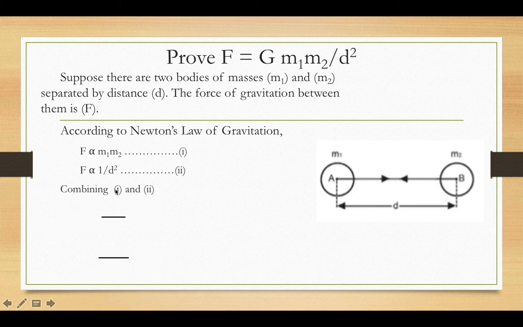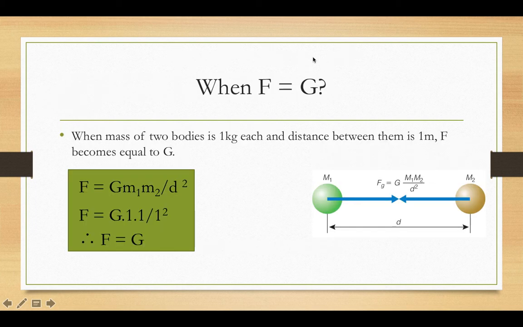Now combining 1 and 2, F is proportional to m1 m2, and F is proportional to 1 by d square. So when you remove the sign of proportion, it becomes F equal to a constant times m1 m2 by d square, where G represents the universal gravitational constant. So in this way we can prove the formula F equal to G m1 m2 by d square. You can see we just now proved the formula F equal to G m1 m2 by d square.